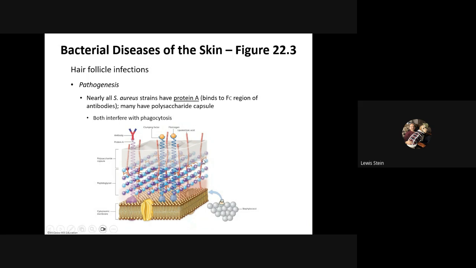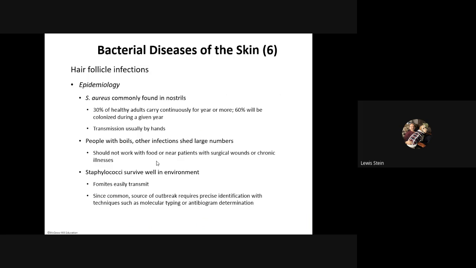You can see these types of things. Again, when we look at a cocci, we don't see all this stuff that's sticking out of it. It's hard to appreciate, when you see this little ball under the microscope, just like streptococcus, what could be protruding from it. But it's what's protruding from it that causes the problem, along with what it secretes or gives off. 30% of healthy adults carry it continuously, 60% more about.